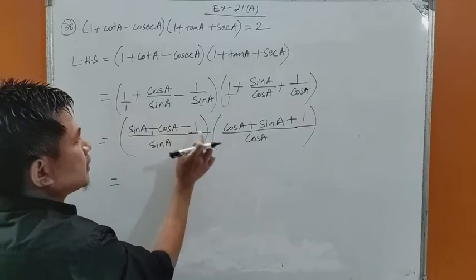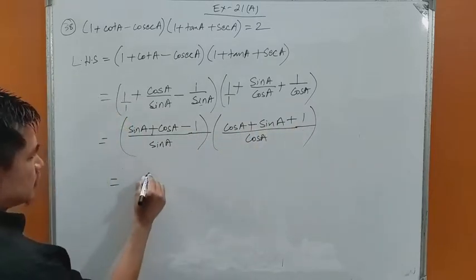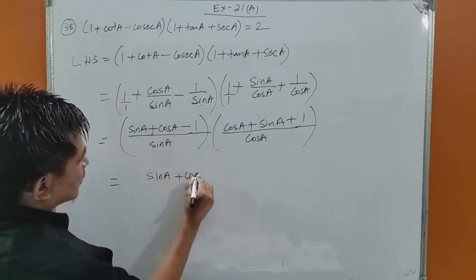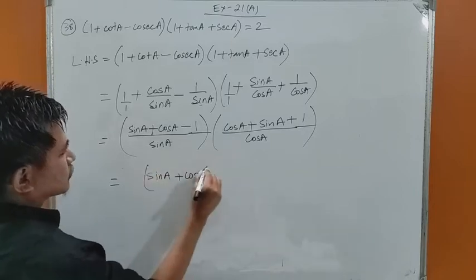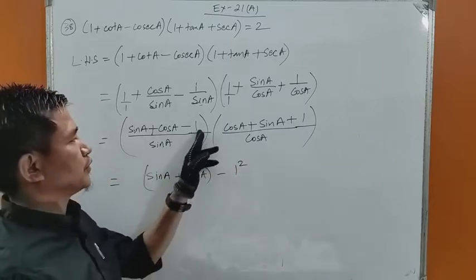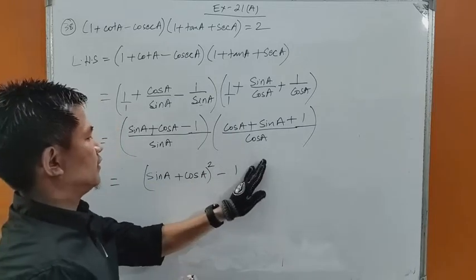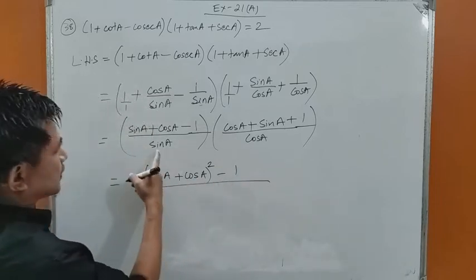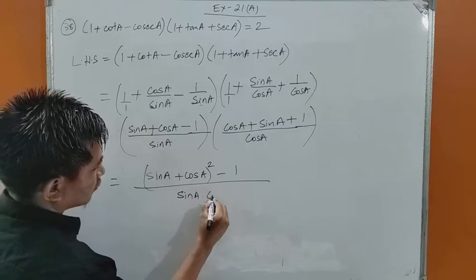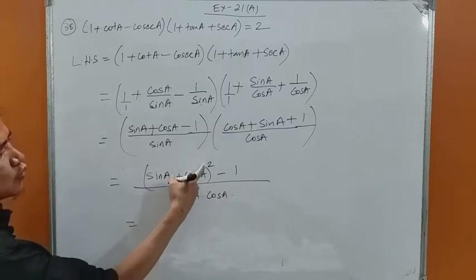A minus B into A plus B gives us A square minus B square. So A is sin A plus cos A, A square minus B square. B is 1, so 1 square is 1, so we need not write the square here. In the denominator we have sin A into cos A. Now sin A plus cos A whole square.